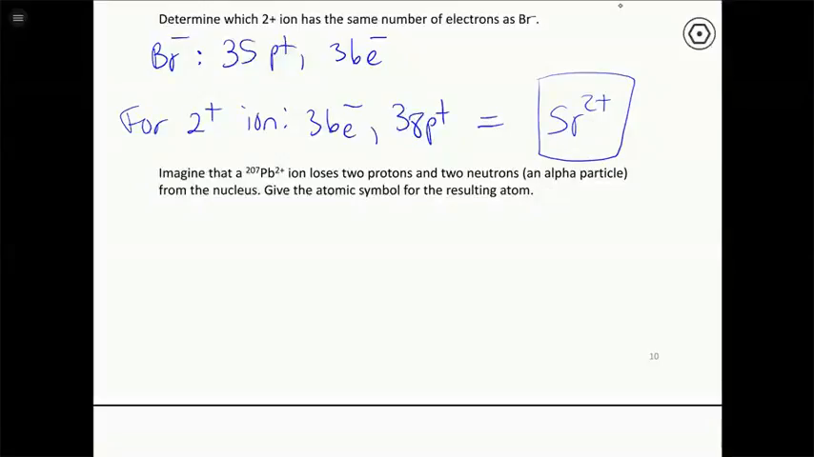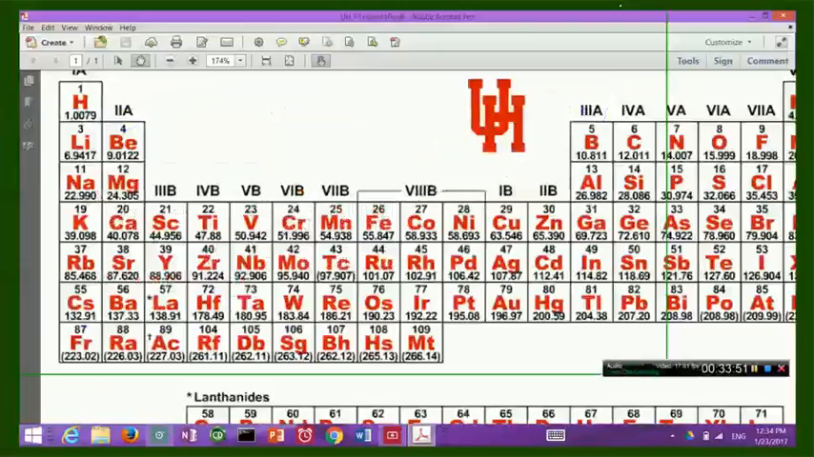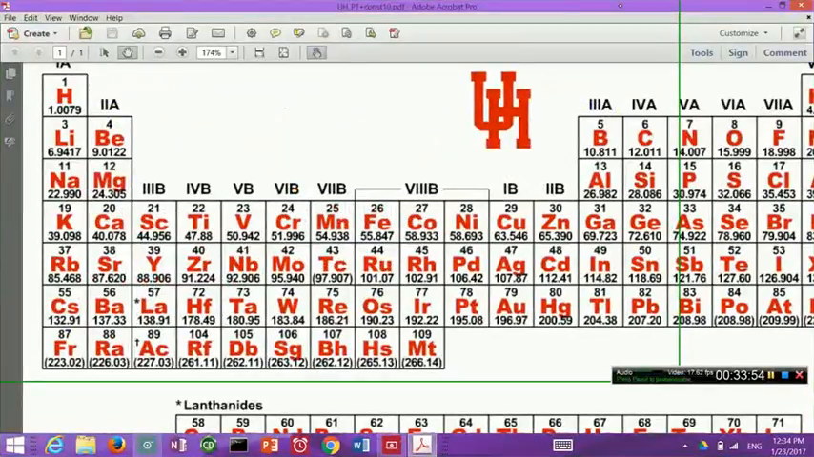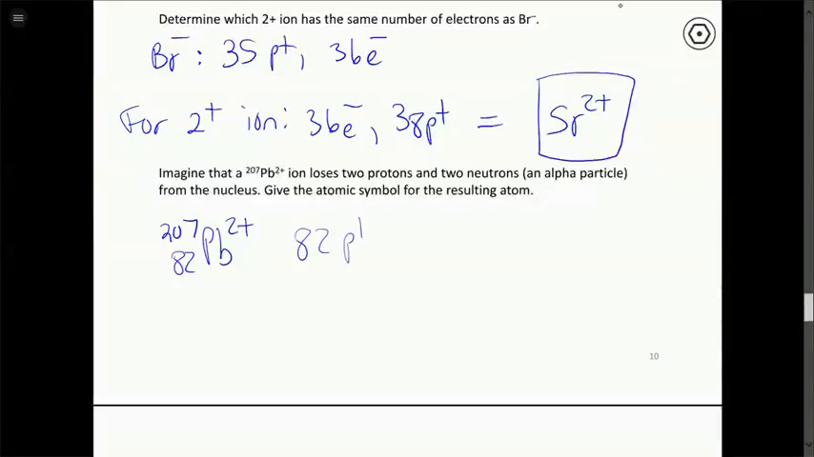So if we write the symbol for 207 lead, 2+, we should also include the atomic number because we want to know how many protons there are in the nucleus. So for this ion, if we go to Pb on the periodic table, that's lead, that's down here, 82. So this is going to start with 82 protons in its nucleus because it's lead, Pb. So that symbol tells us that it has 82 protons. And so we want to know the number of subatomic particles that we're starting with. So the ion that we're starting with, 207 Pb2+, which is lead, has 82 protons.